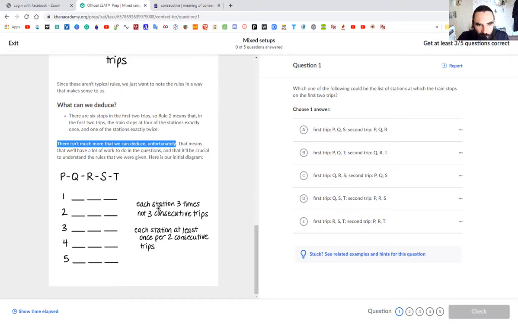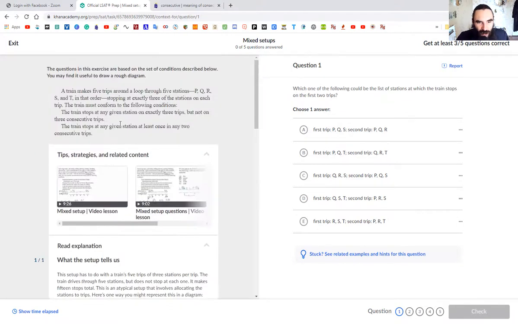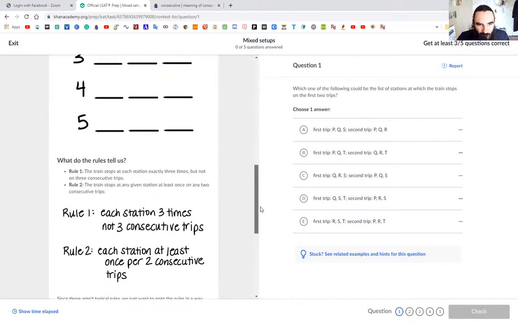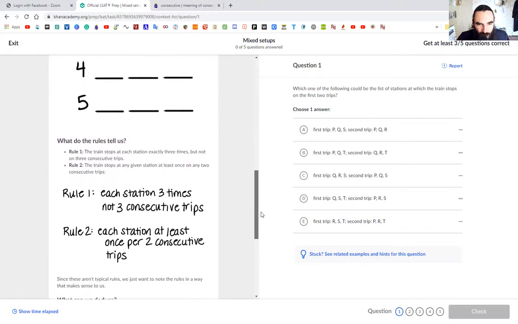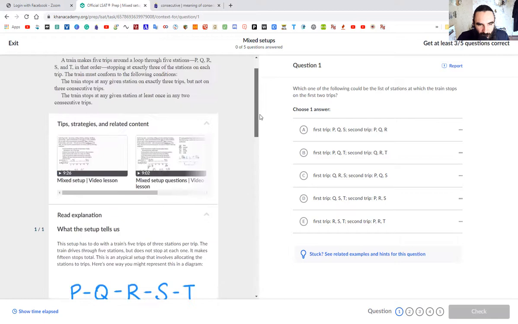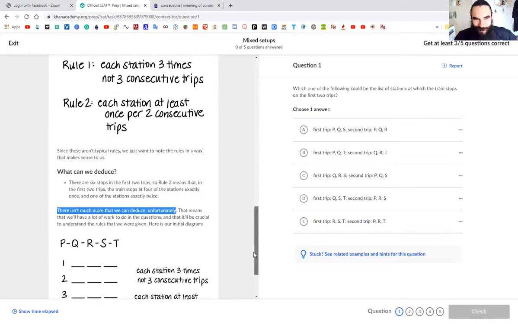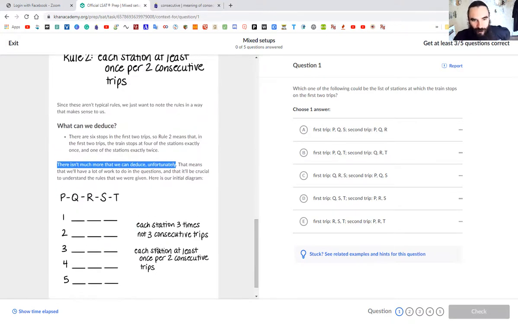Yeah. Each station three times, not three consecutive trips. And this first rule, can you start at any given station on exactly three trips, but not on three consecutive trips. Each station three times, not three consecutive trips. Oh, okay. And exactly three trips. So I couldn't understand the meaning of the sentence. Now I see it. So each station three times, not three consecutive trips.